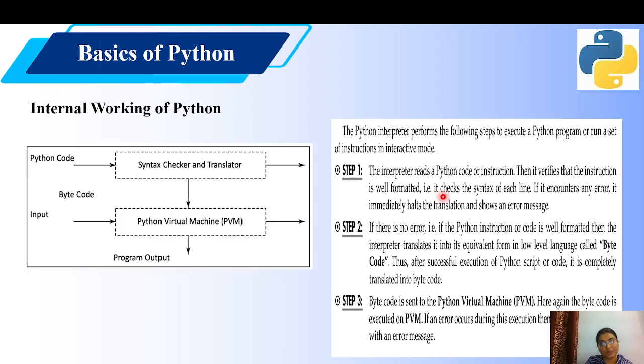And exactly as Python stops right there and throws an error message if you have written the code incorrectly. So this stage is called syntax checking. So yes, this is syntax checker and translator. Now step 2, if no errors are found, Python translates our code into something called bytecode.